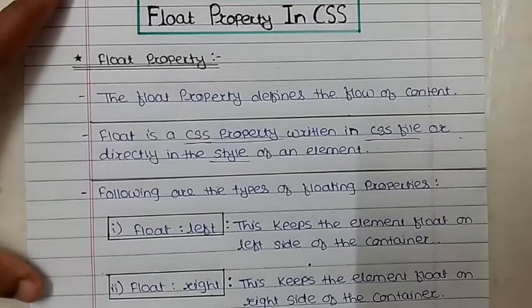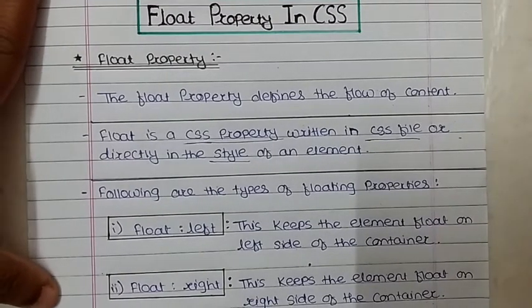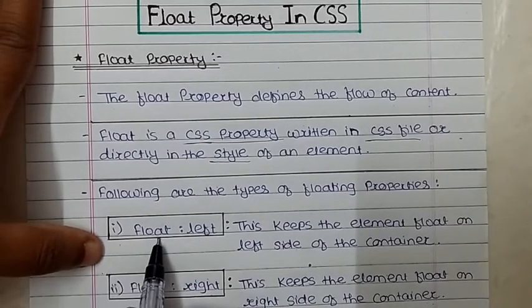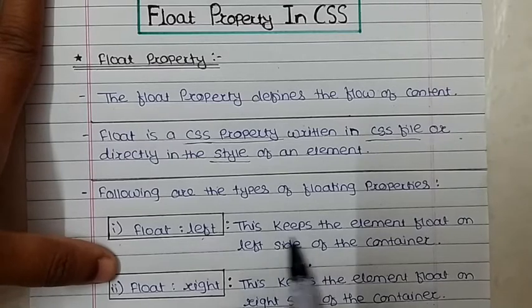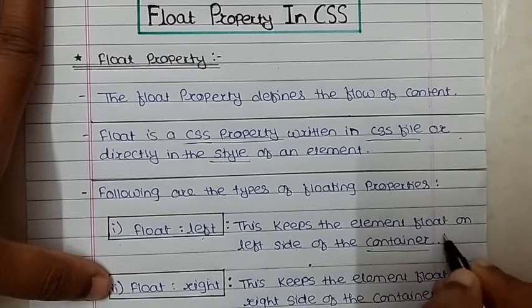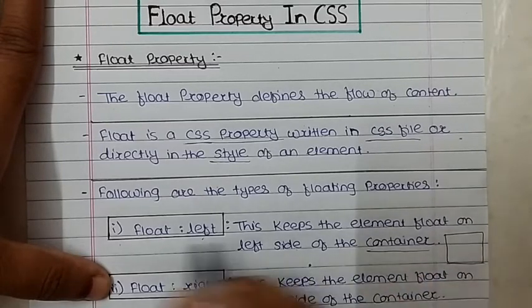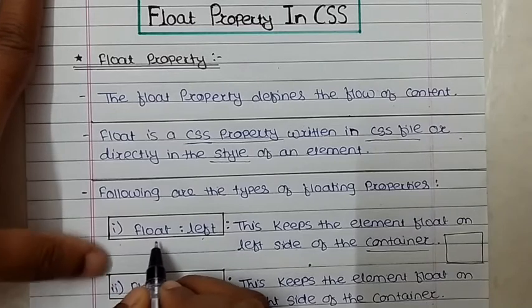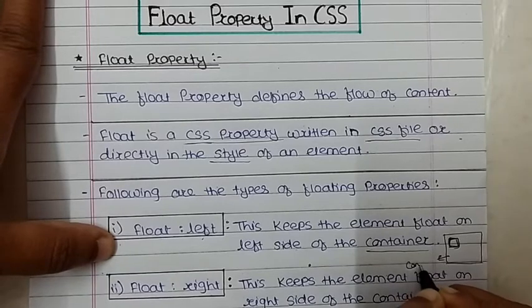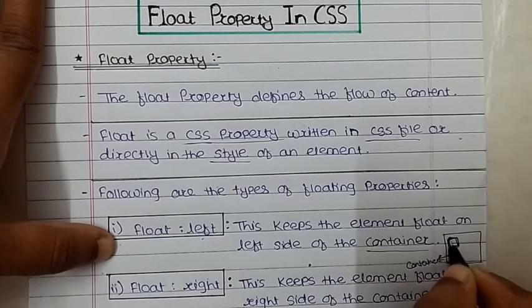Following are the types of floating properties. There are different types of floating. First is float left. This keeps the element floating on the left side of the container. Container means what? Your web page. Like this is your web page. When we set this property, your data is on the left side. So this is the container, and in the container your data is set on the left side.